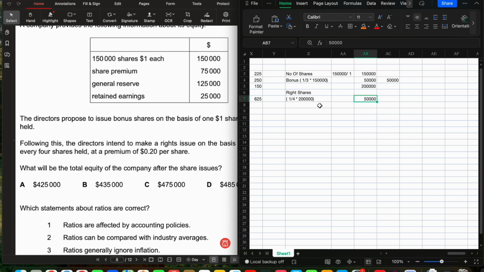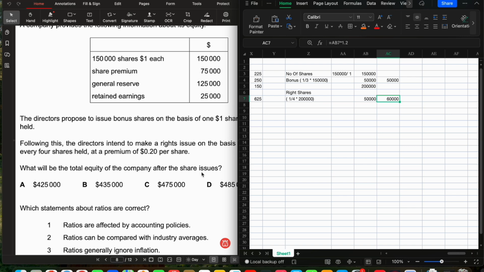Rights shares are issued at a premium, so 50,000 into 1.20. 1 is the par value and the premium amount is 0.20. So the total amount that we are receiving after issuing this at a premium is 60,000. So this is the value of new bonus shares, and this is the value of rights shares. The question was not asking you how much is the value. The question was asking you what is the total equity of the company after the issue.